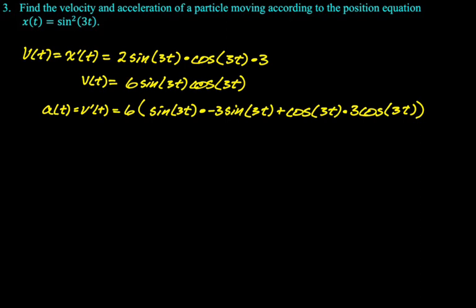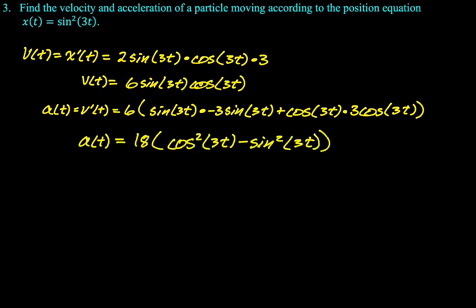And so one option for writing the answer would be a of t is 18 times the quantity cosine squared of 3t minus sine squared of 3t. Definitely one of the 14 formulas if you remember your trig formulas. But you could also leave this. If it's not multiple choice and you don't have to match a tricky answer choice, I'd probably leave this.